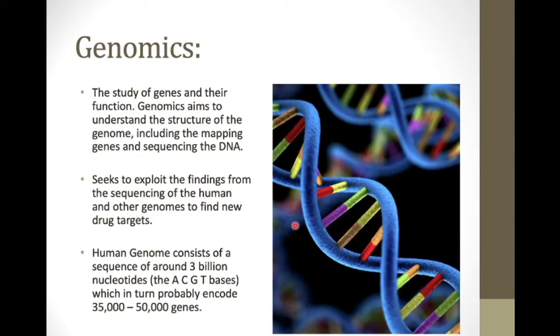If we look at genomics, this is the study of genes and their function. Genomics aims to understand the structure of the genome, including the mapping of genes and the sequencing of DNA. It also exploits the findings from sequencing of human and other genomes to find new drug targets. The human genome consists of a sequence of around 3 billion nucleotides made up of A, C, G and T, which in turn probably encode around 35 to 50,000 genes.